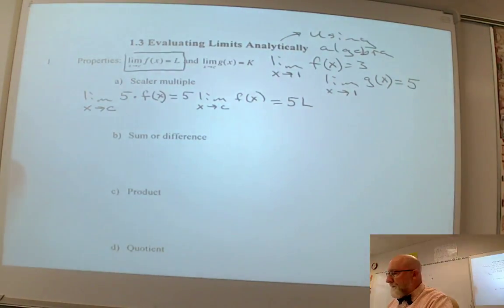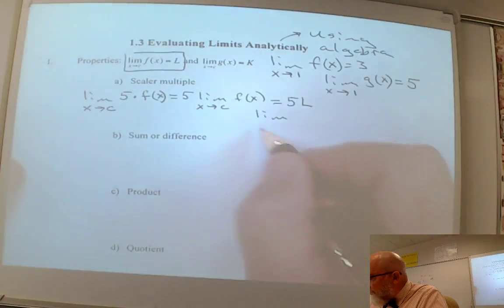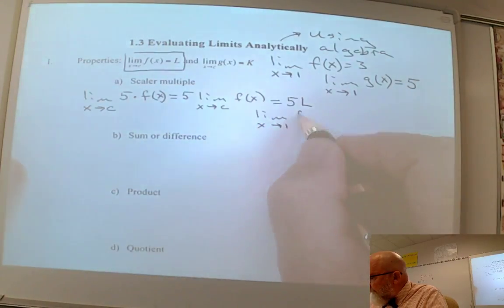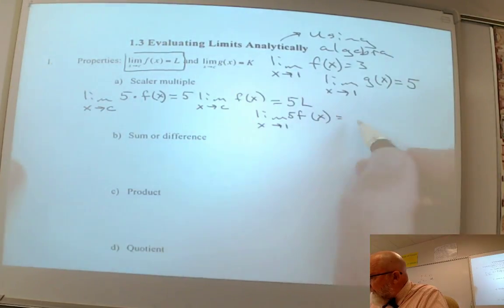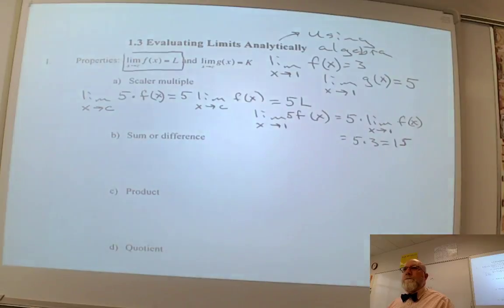5 times that limit. So in other words, if I have on my example the limit, and if I use 1 as c of f of x, and I'm multiplying by 5, this is going to be 5 times the limit as x approaches 1 of f of x, and I'm going to get 5 times 3, which is 15. All right?